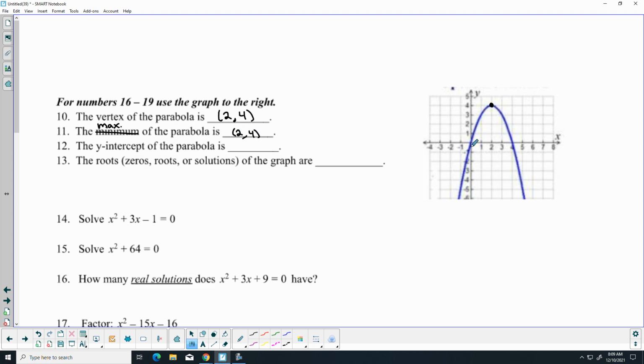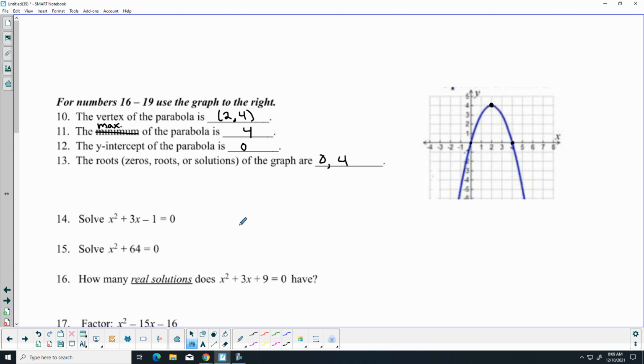The y-intercept is at 0, so that's where it's crossing your y-axis. And it looks like the zeros are happening at 0 and 4. A lot of times if they're asking for the maximum too, they might just want the y value. So on that one, we could even say 4.